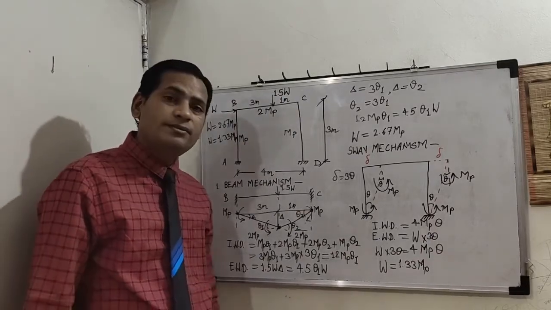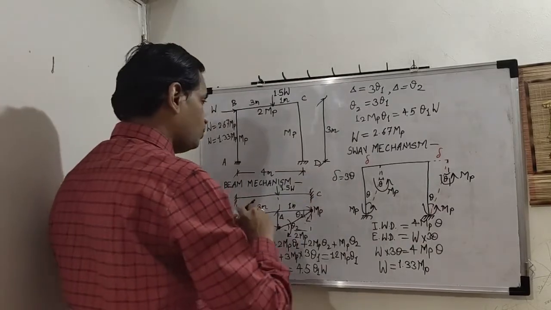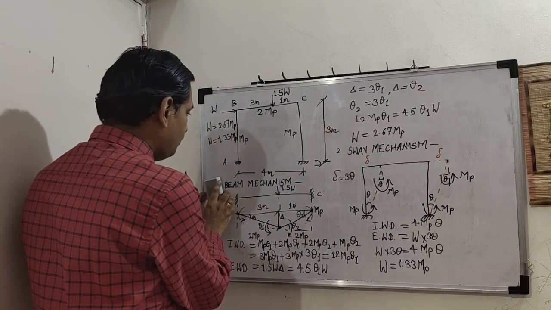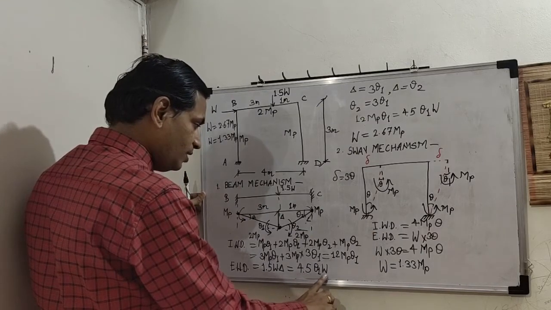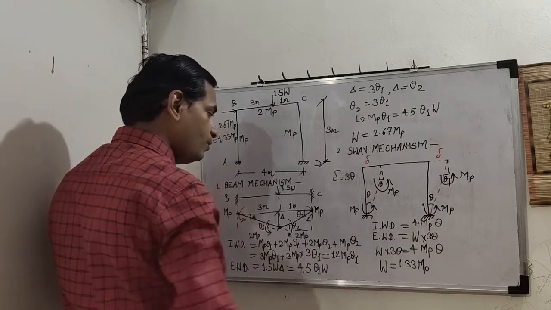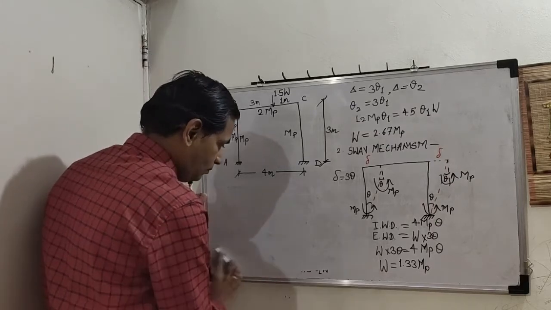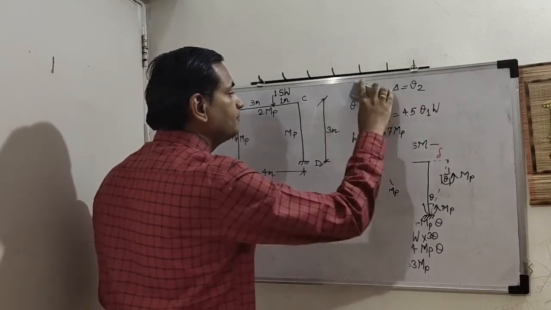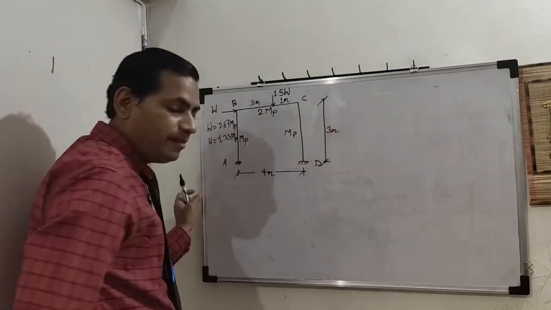Now we have to carry out combined mechanism, the third one. This was our second step. Okay. So now third, I will rub this all. External work done here is 4.5 W1 theta. Here external work done is W3 theta. So now combined mechanism.